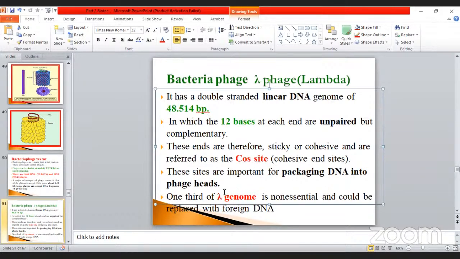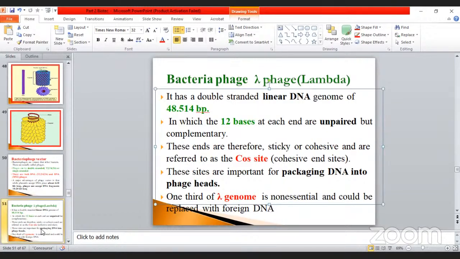We'll see. Okay. So one third of the lambda genome is non-essential and could be replaced with foreign DNA. One third of the DNA molecule is non-essential and could be replaced with foreign DNA because these genes do not represent any replication process or protein molecules. So they are unwantedly present, non-essential. There is no need, whether present or absent. There are no properties for the particular genome. That's why it is called the lambda genome. It can be easily replaced by foreign DNA molecules. That is very, very important.